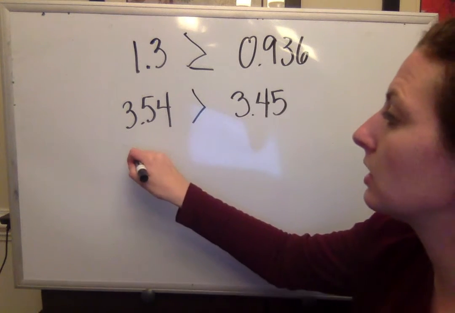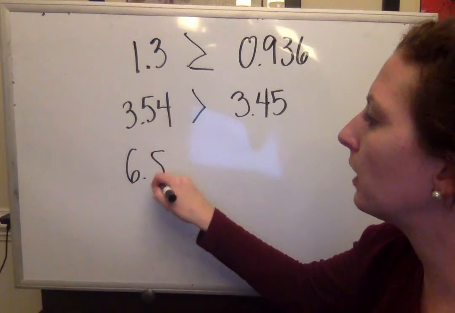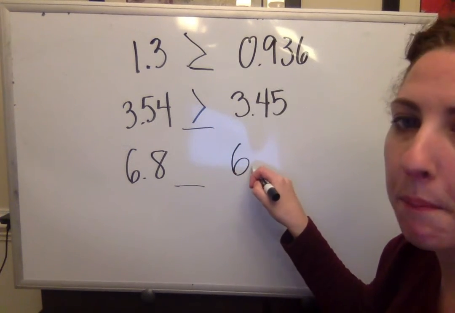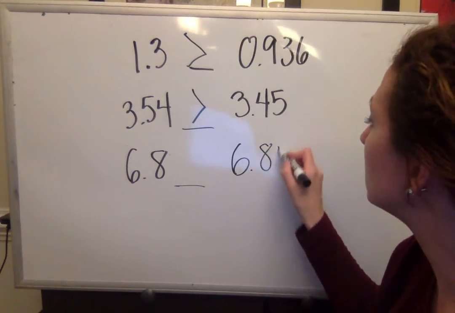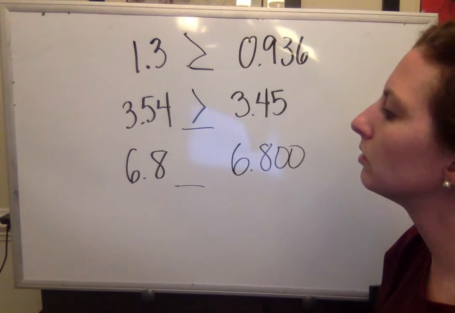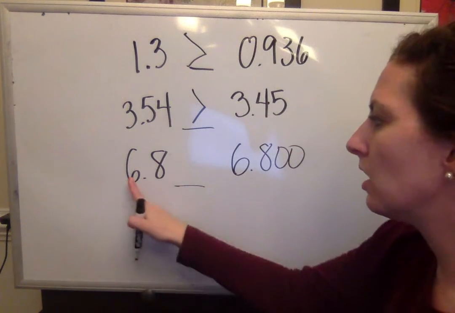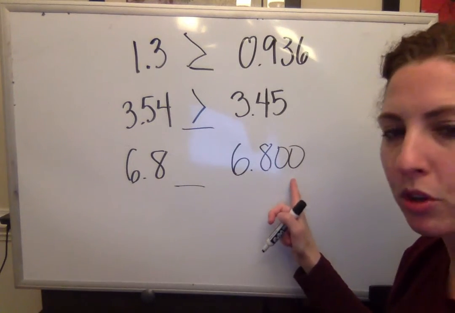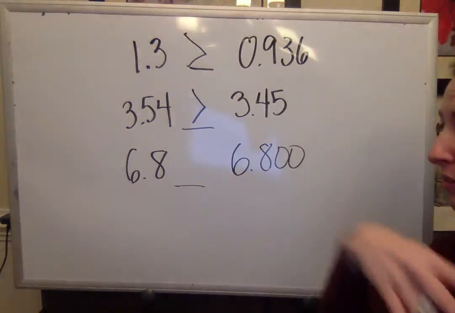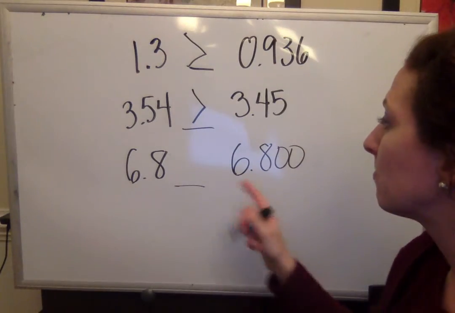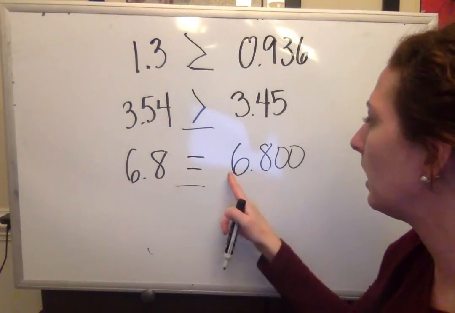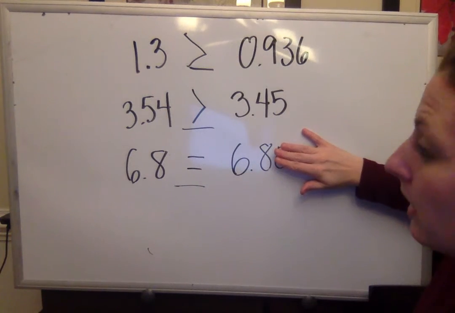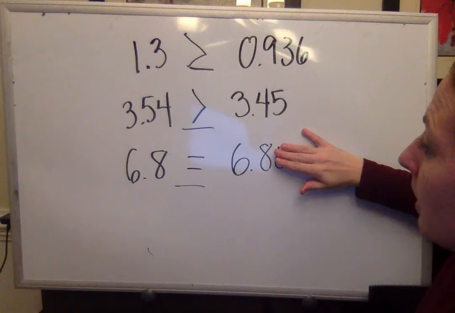You might have one that looks like this. 6.8 and 6.800. This one can be tricky. 6, 6, 8, 8. And then I've got nothing, but remember, those zeros can go in the back as far along as they need to go. This would be equals, 6.8 and 6.8. I could always take those zeros off the back of the number, okay, the end of that number, and then it would give me that equal.